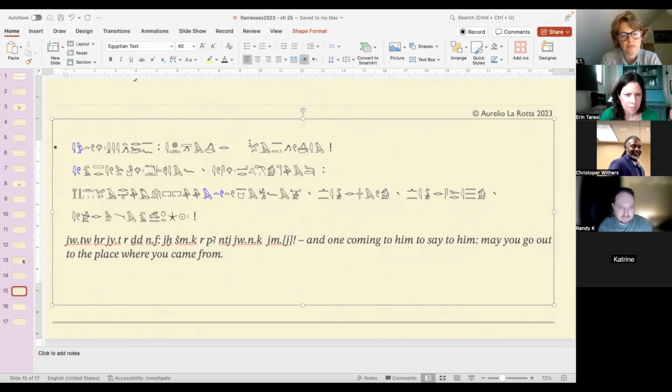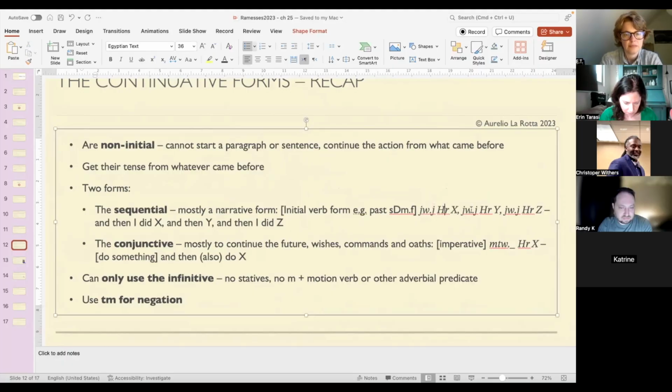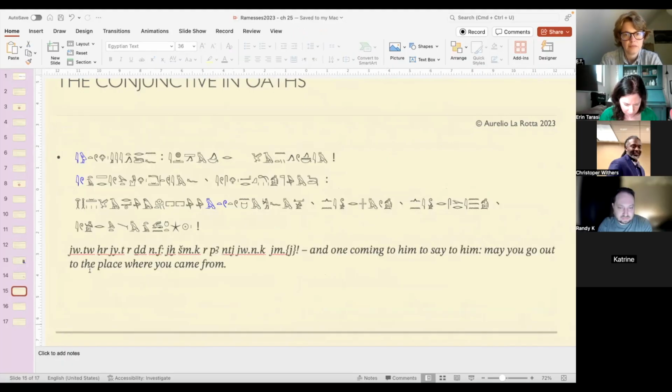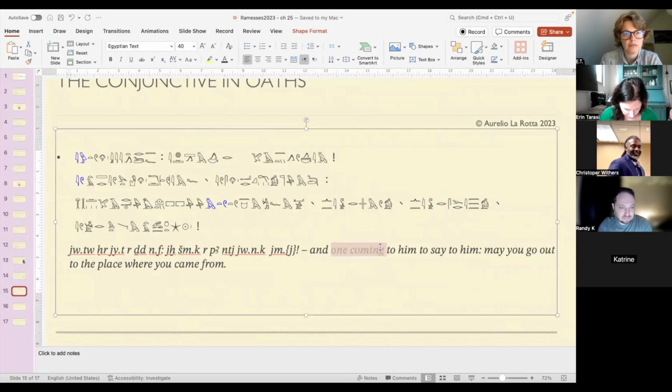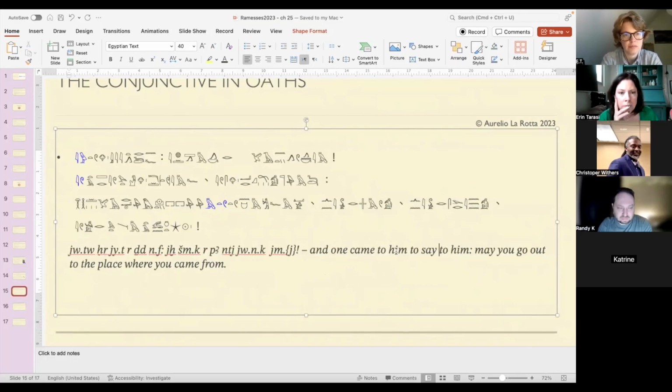Now, slight commentary, slight change here. So E03, that is the sequential form. So you have you plus subject plus heard plus infinitive. And that is just and then, basically. So this literally says, and one came to him. One came to him to say to him. I mean, in English, we don't have to put that. So one came to him to say to him, may you go out to the place where you came from. In other words, go back to where you came from.